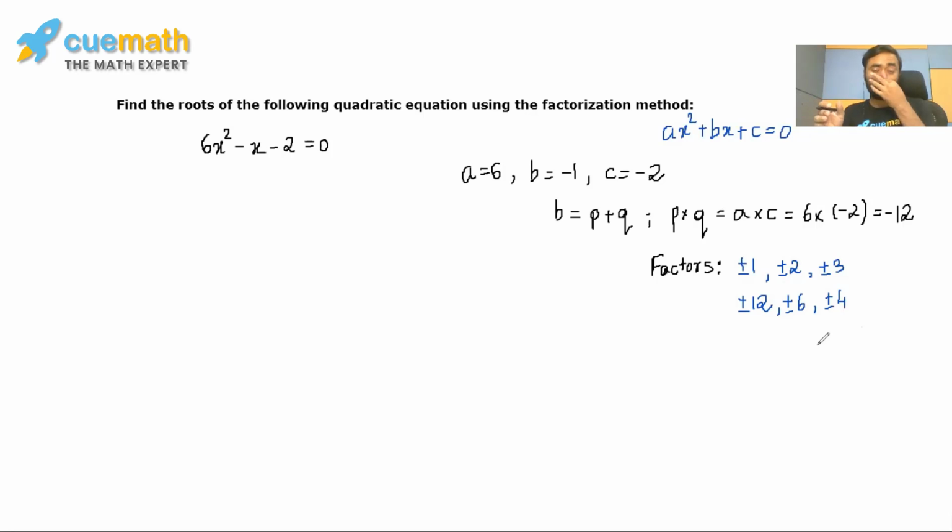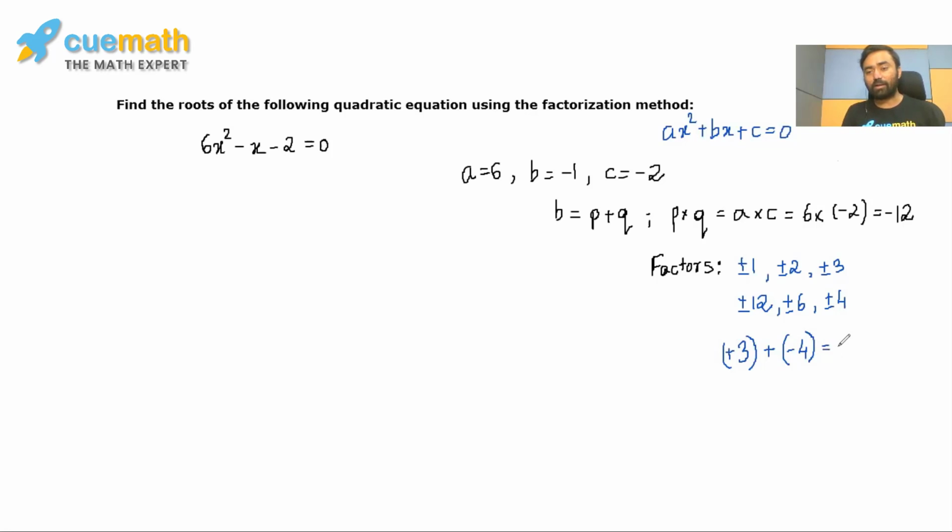Now let us look at the different combinations we have such that when we add those two numbers, we get b equals -1, and when we multiply those two numbers, we get a times c, that is -12. If you look at these numbers, there is only one combination which is going to give you that result, and that is when you add +3 with -4. Let's see what happens.